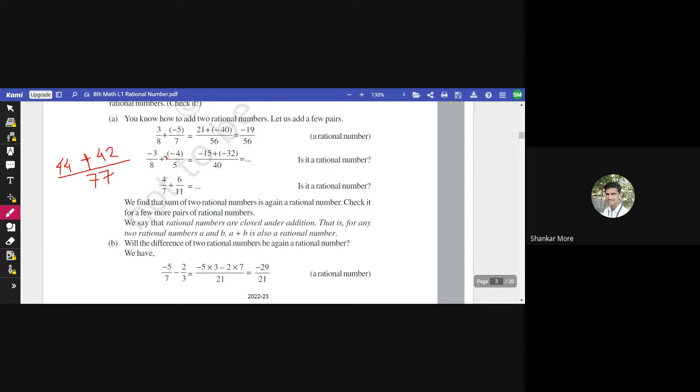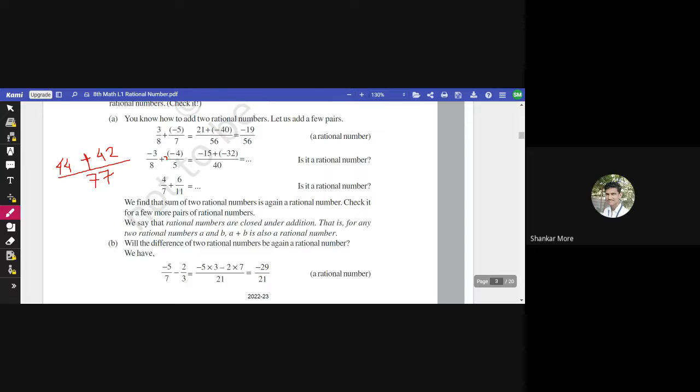Okay, see, now check it for a few more pairs of rational numbers. Now you wanted to do this, right? So you do this as your homework. What you will do, you will take few pairs of rational numbers and you will add them, and you will come up with the results, whether the result is rational or do you have some other number than the rational? I will not call it as irrational as of now.